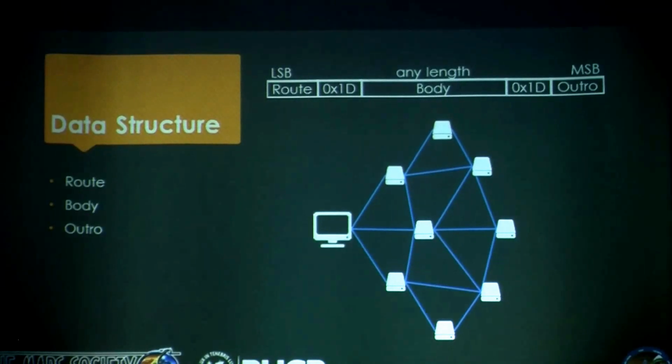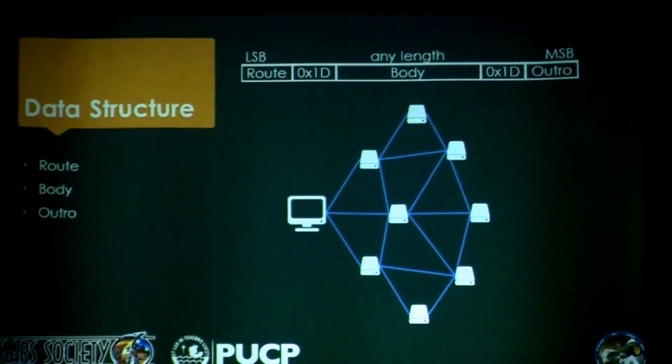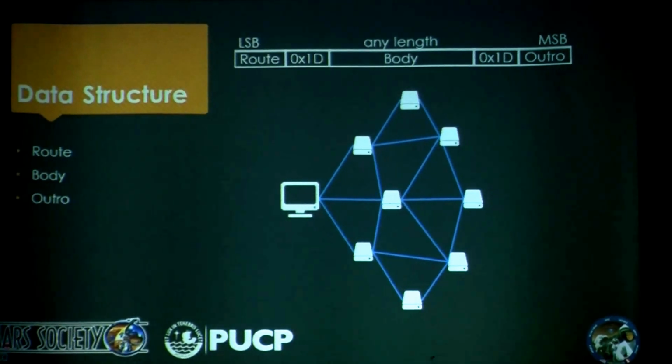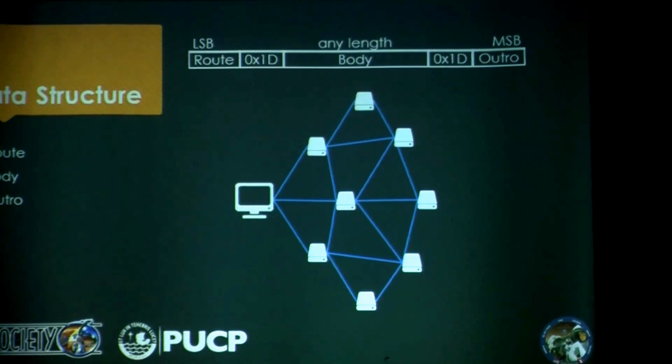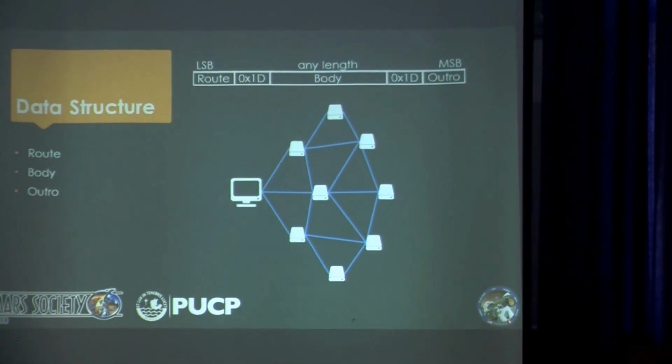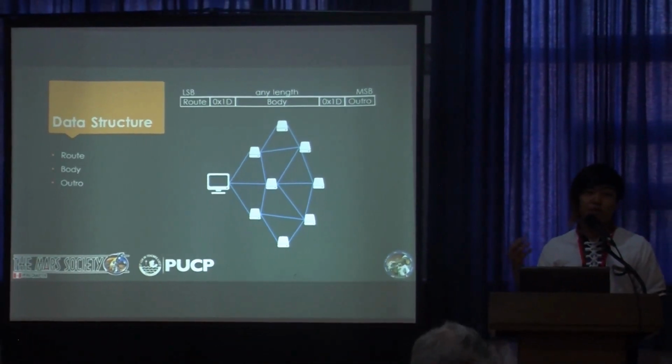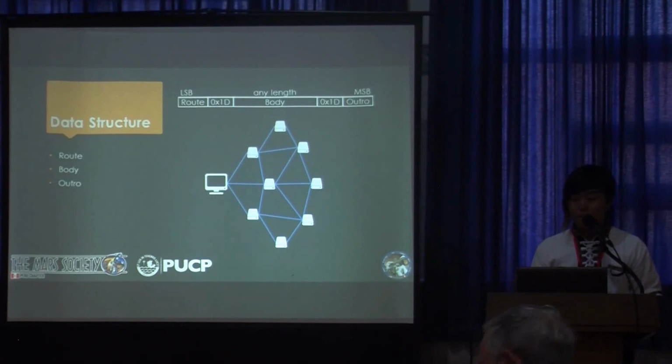So how does this system communicate with each other? Each module receives the signal through a package. This package is made of three parts: a route, a body, and an outro. The route is the path the main server calculates to get from point A to point B. The body can be of any length and will be any data the slave devices capture. And the outro will be the return path that the slave will follow to get from its point to the main server.